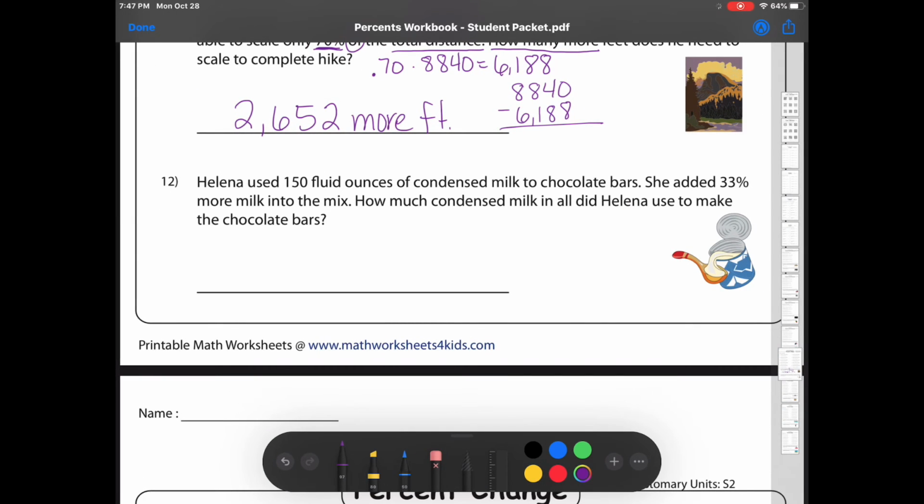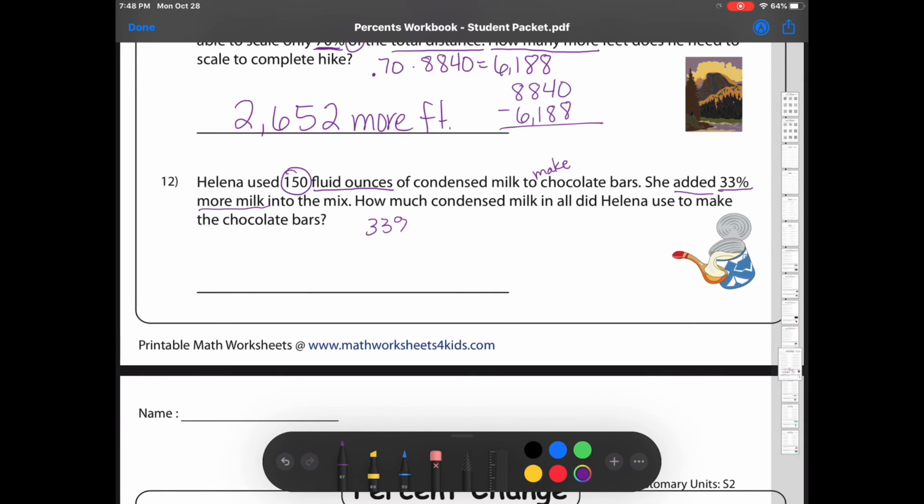All right, last question, number 12. It says Helena used 150 fluid ounces of condensed milk to make chocolate bars. We got a lot of words missing here. She added 33% more milk to the mix. How much condensed milk in all did Helena use to make the chocolate bars?